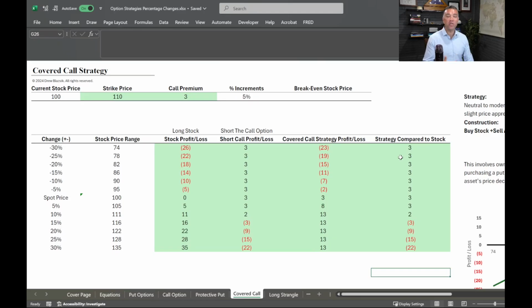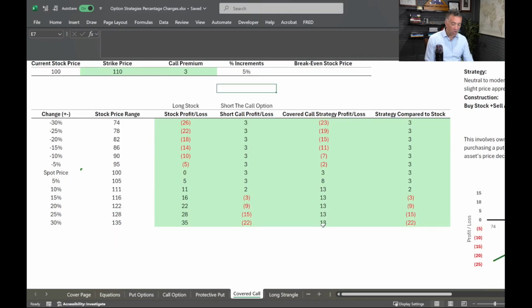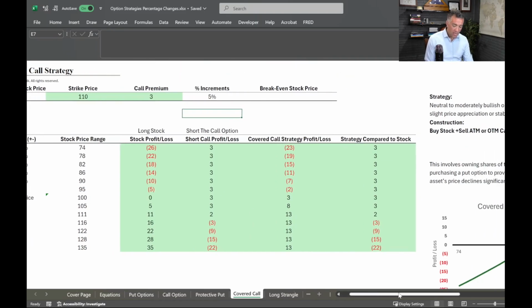And why are you $3 more? You made $3 on the premium. But it does get to a point that if you own the stock, it would have been a better strategy just to own the stock. Now, if it goes up, now you're negative 22. So it shows that you could have made a lot more money in that regard. Okay, so that's it. That's a covered call strategy there.